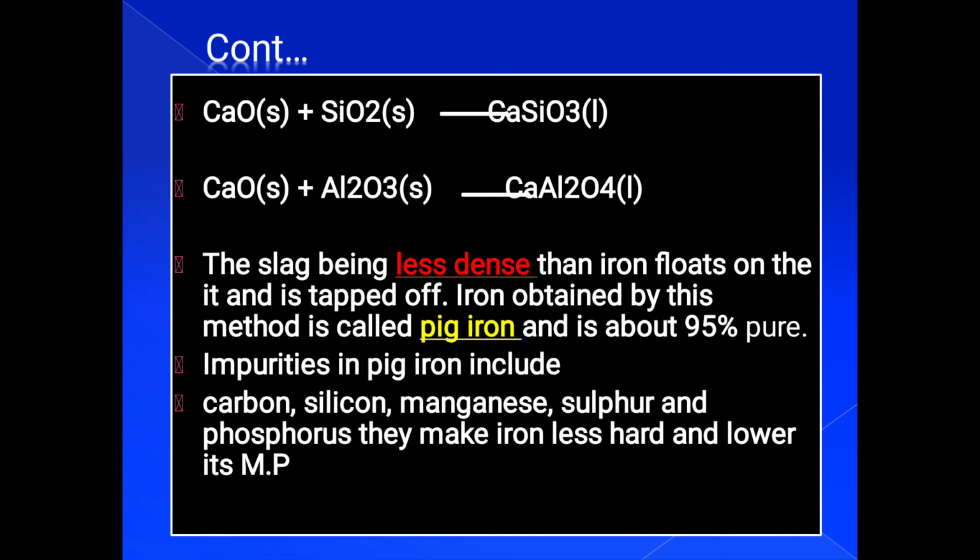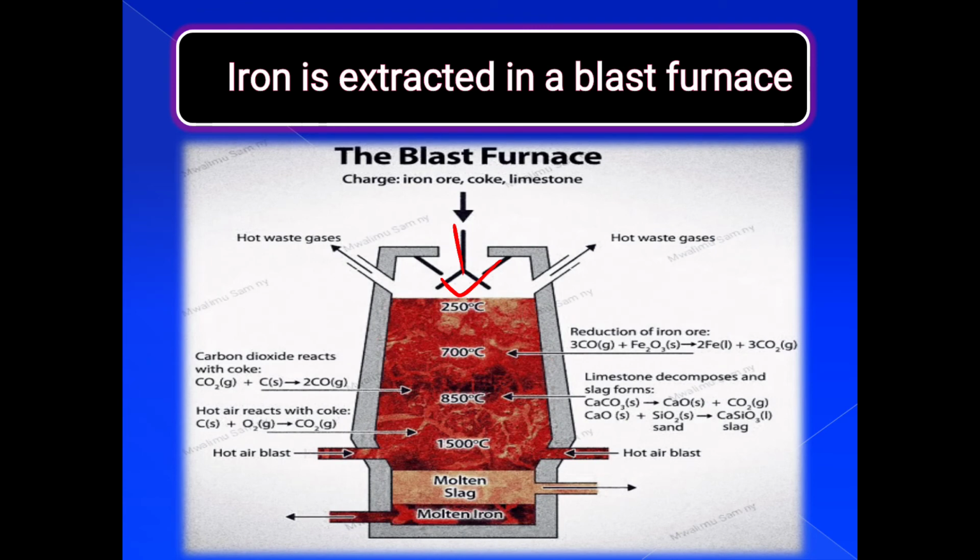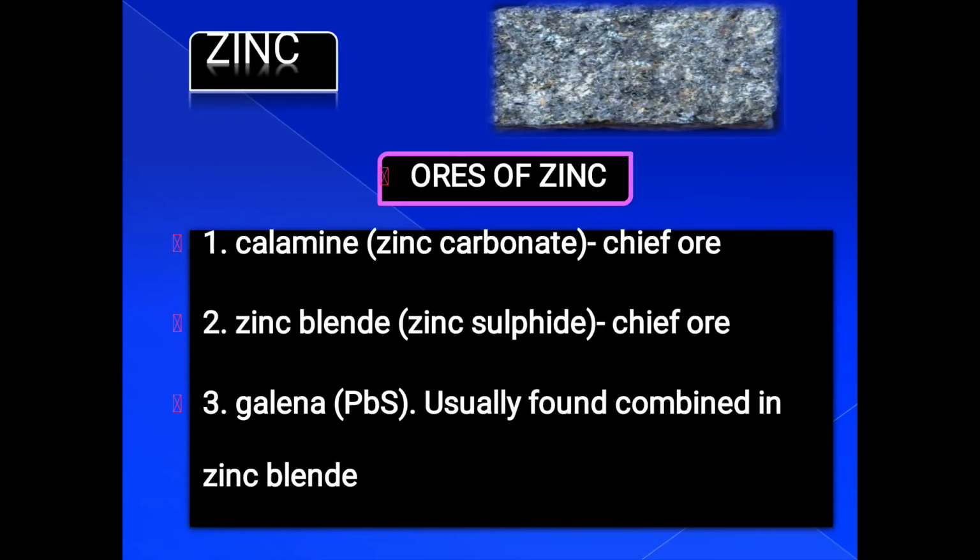I will take you back to the blast furnace so that we see where the molten iron is getting out from. So we have iron getting out through this outlet, and the slag, which is less dense, floats on this iron and gets out through this second outlet. And having said that, we now get to the next metal, which is called zinc.